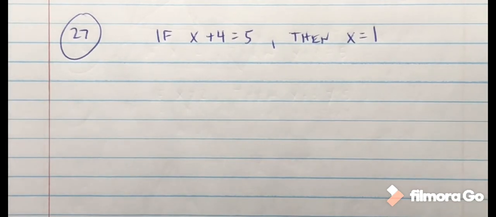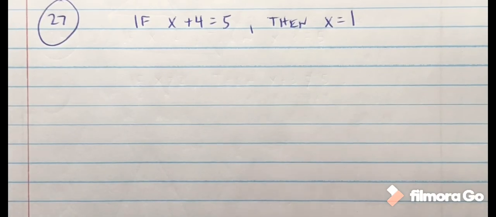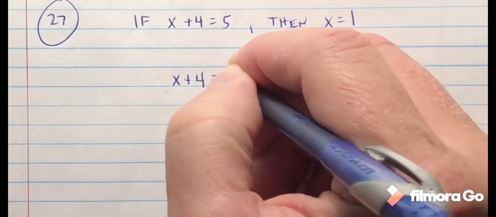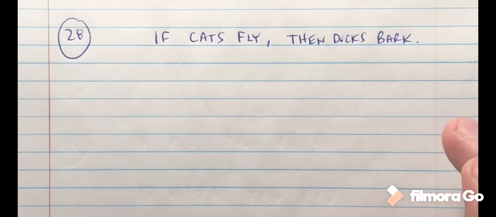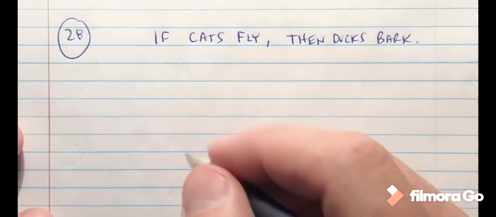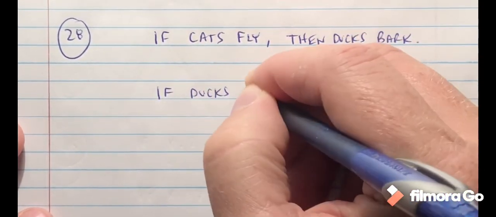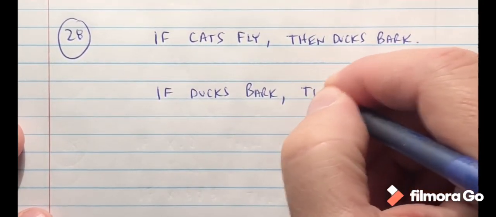Okay, for number 27, it says if x plus 4 equals 5, then x equals 1. And they want to know what is the hypothesis. The hypothesis would just simply be x plus 4 equals 5. It's the if part of the statement. For 28, it says if cats fly, then ducks bark. They want to know the converse. That would be if ducks bark, then cats fly.